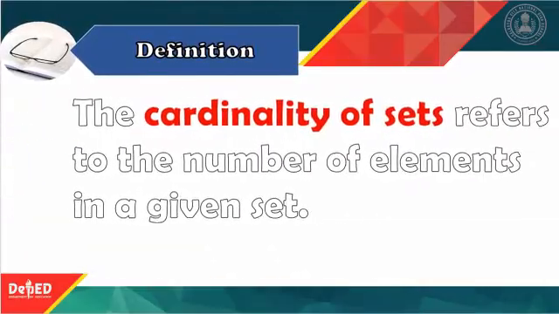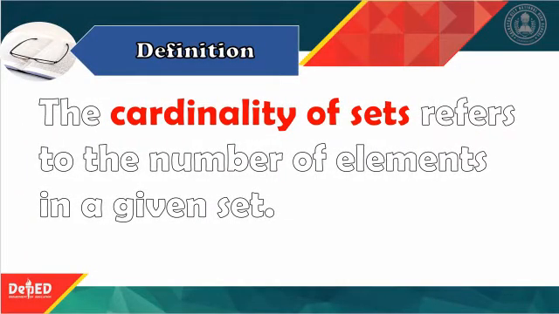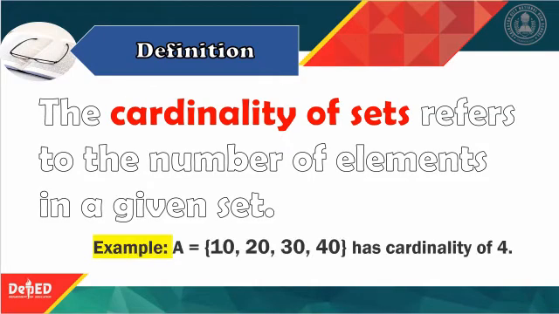Well, the cardinality of sets, also known as the order, refers to the number of elements in a given set. Let's say, for example, set A has the elements 10, 20, 30, and 40. Therefore, set A has a cardinality of 4, or it has 4 elements, or it could also be written as.